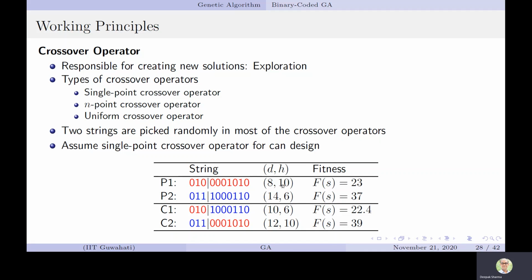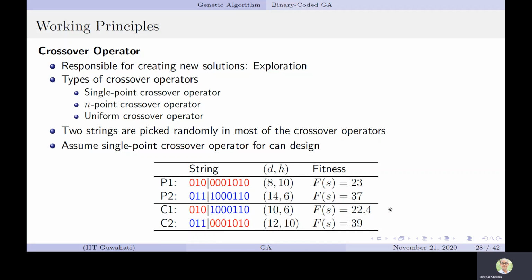Just for understanding, you can see that the diameter, height and fitness are given here. The observation is that C1 has a fitness of 22.4, which is better than the fitness of P1. And you remember that we just performed the binary tournament selection. In that case, we found that the solution having fitness 23 was the best in the population of 6.